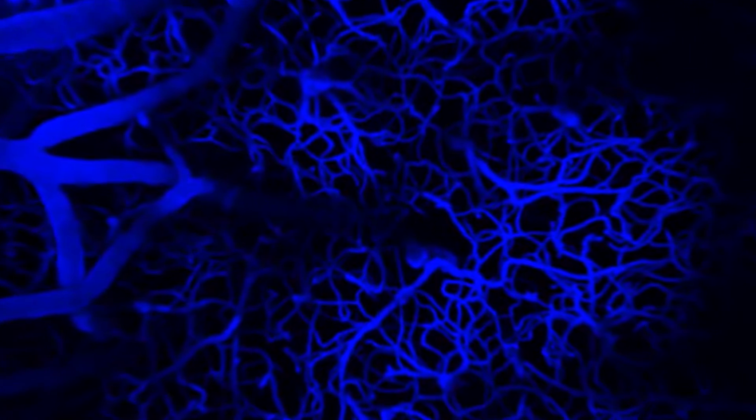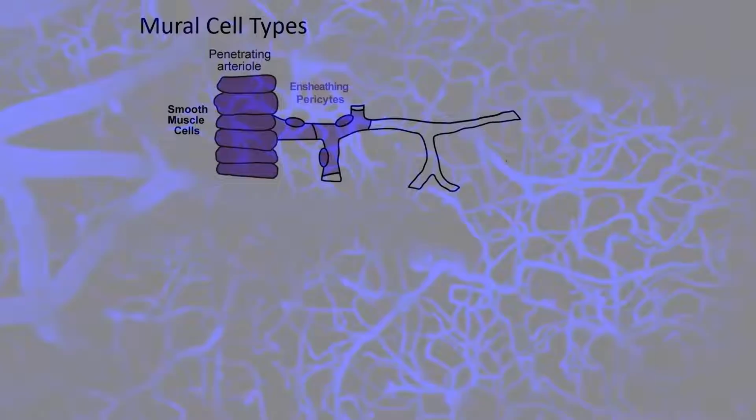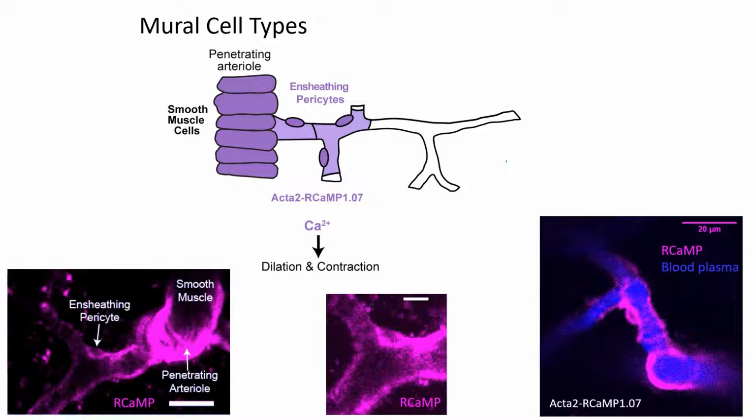The brain vasculature is a complex network of penetrating arterioles, capillaries, and ascending venules. These vessels are encased by mural cells such as ensheathing pericytes, which express alpha-smooth muscle actin and are found within the first 4 branches from penetrating arterioles.